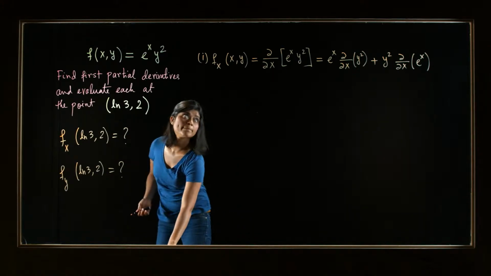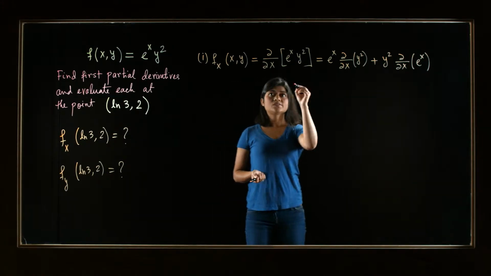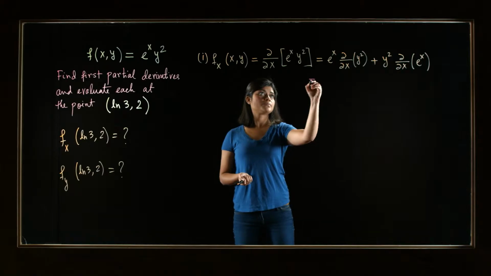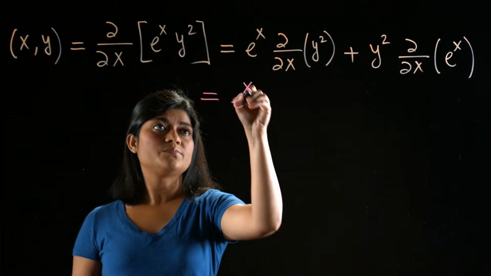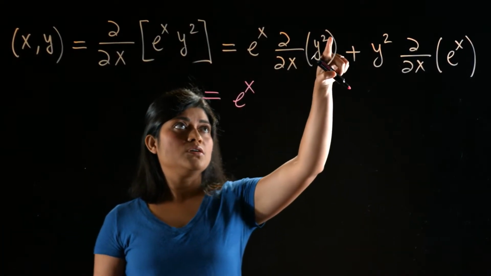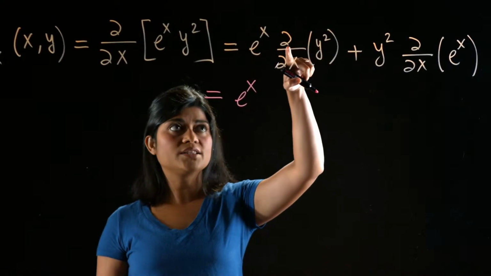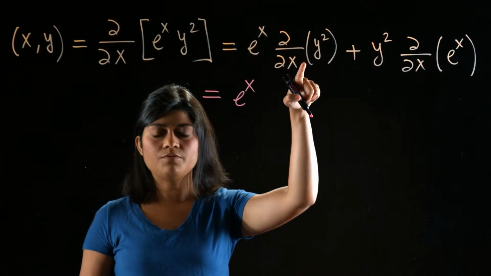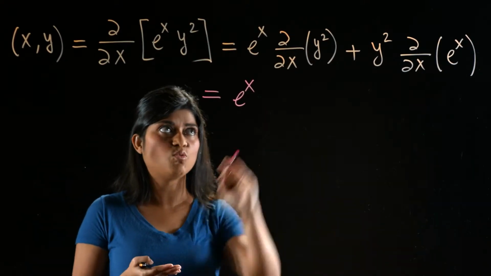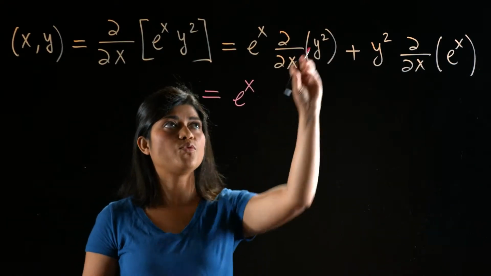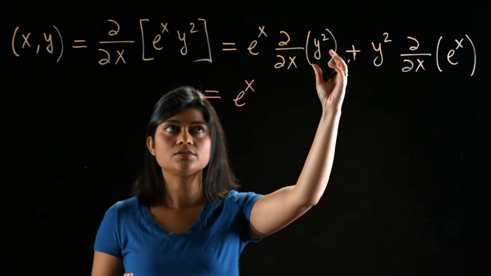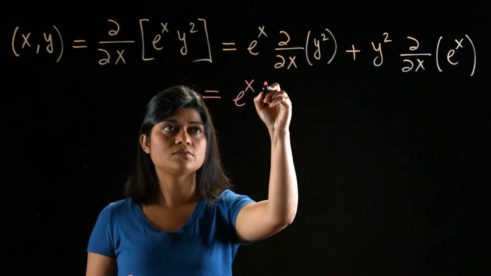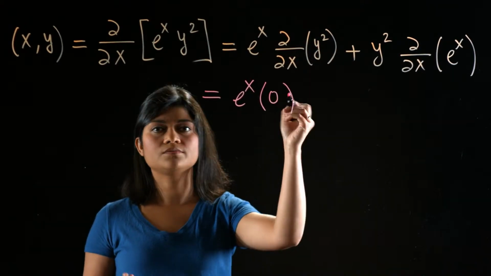All right, so let's see what these are going to be. e to the x remains as it is. Now, the function is y square, and you're taking the partial with respect to x. Remember, for a partial derivative with respect to x, y is a constant, and therefore y square is also constant. So the derivative of a constant is 0.